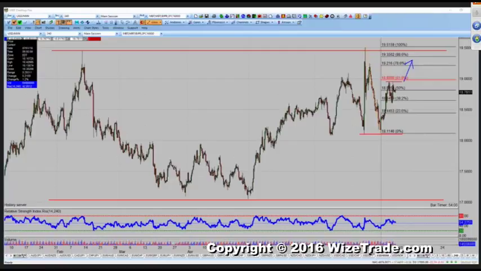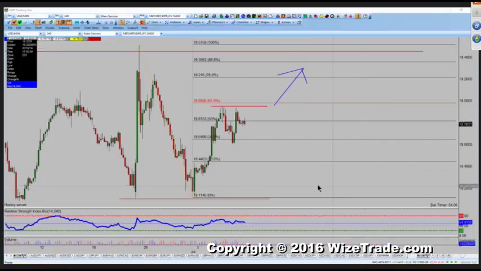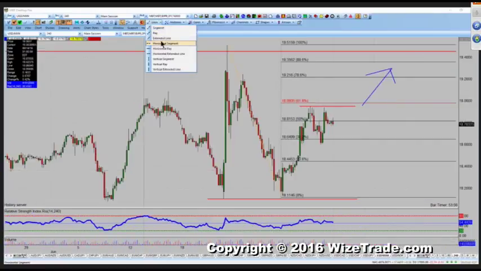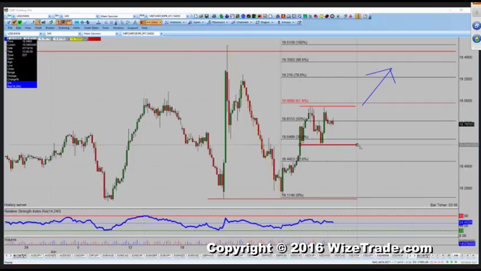Support. So if the stock market takes off like a bat out of hell, we're going to break through this support here. And then we're going to challenge that support down there.